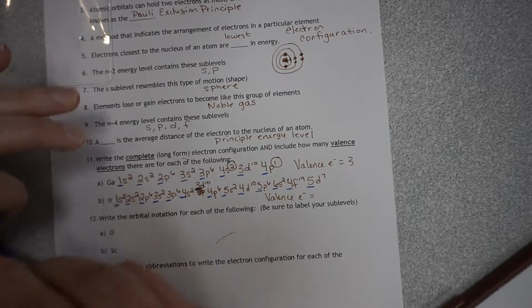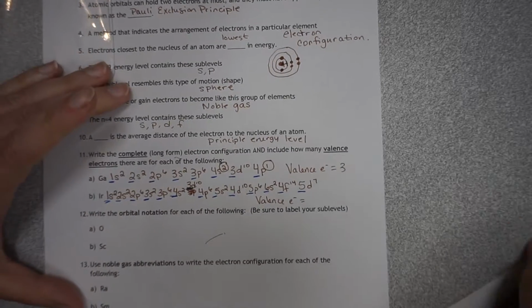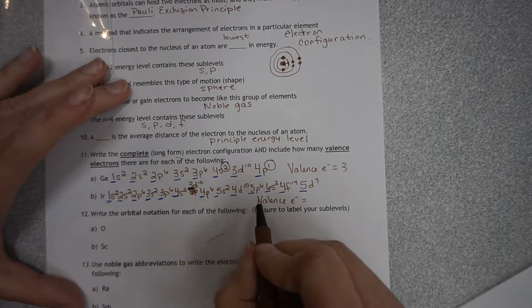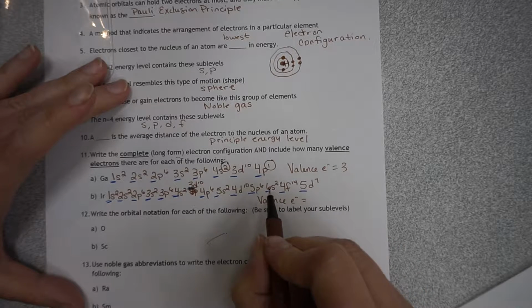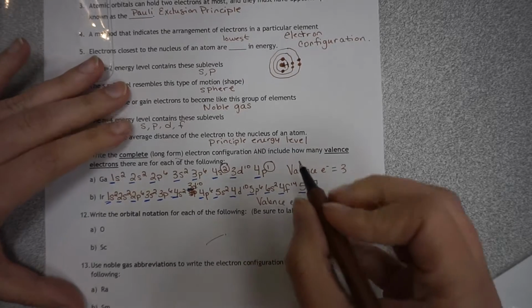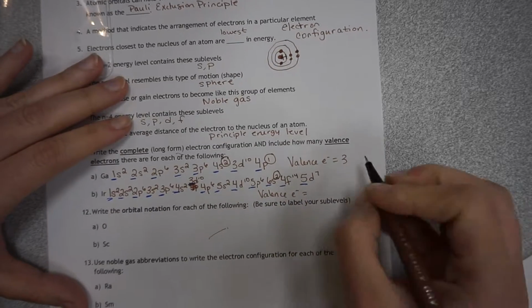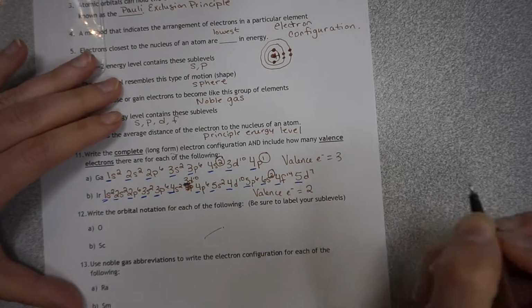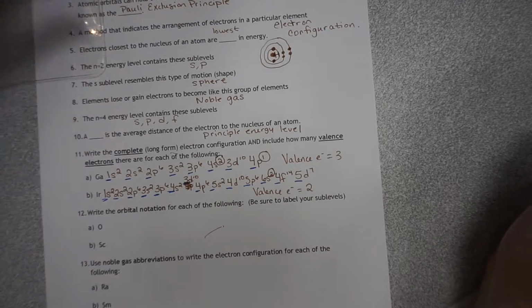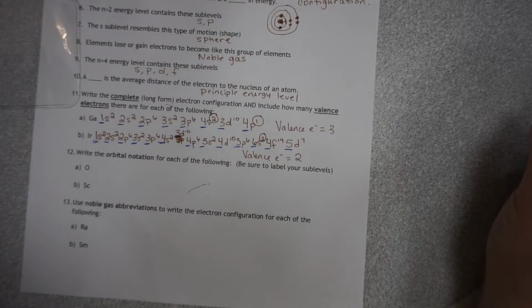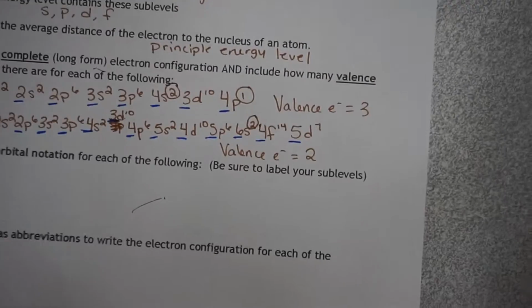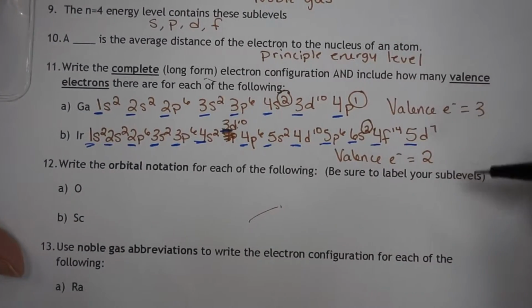I'm sure they have a name for it, but of course I wouldn't know. Okay, so the highest number that I see is 6. So the 6th energy level has only 2 electrons, so valence electrons equals 2. Easy, so easy.